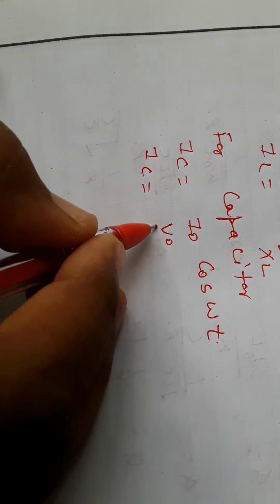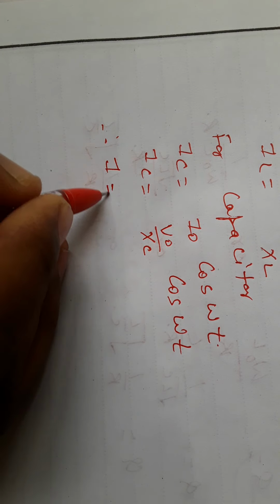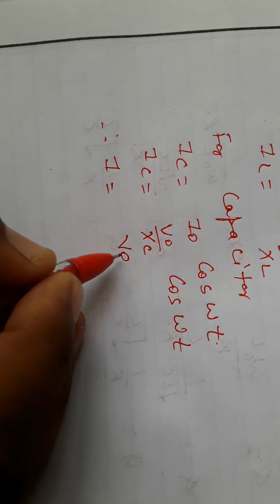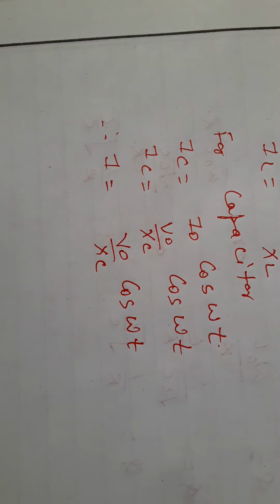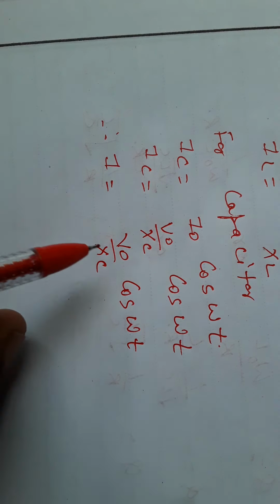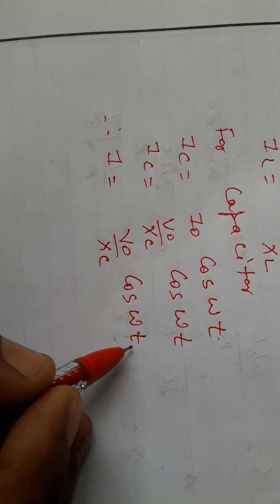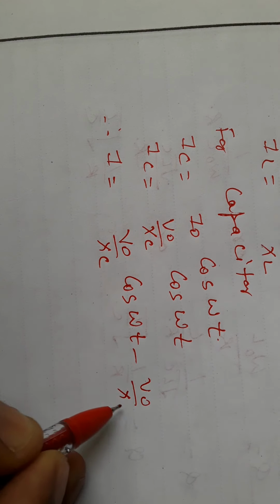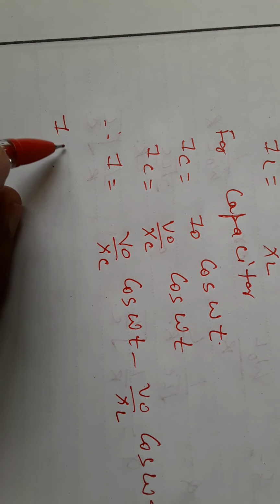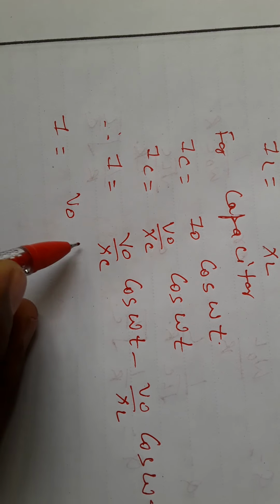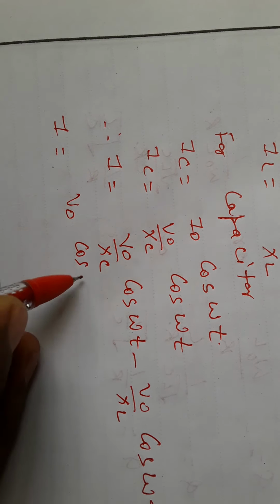Put the values of IL and IC in equation number first. We get I is equal to V naught by XC cos omega t minus V naught by XL into cos omega t. Taking V naught and cos omega t common, I is equal to V naught cos omega t into 1 by XC minus 1 by XL.